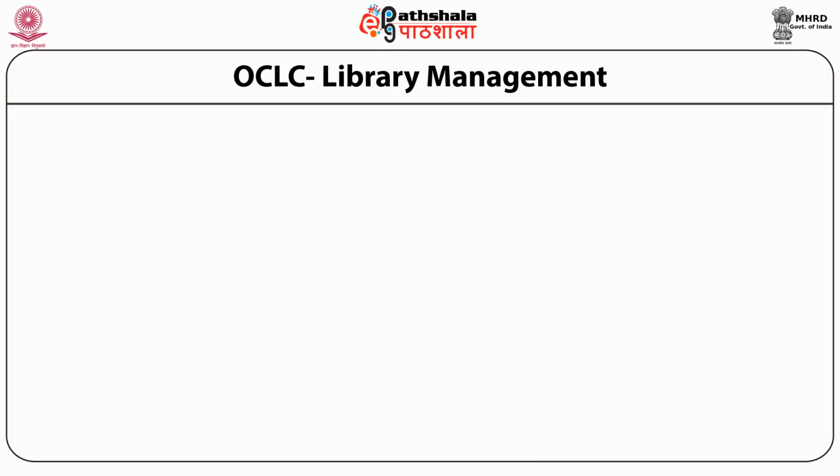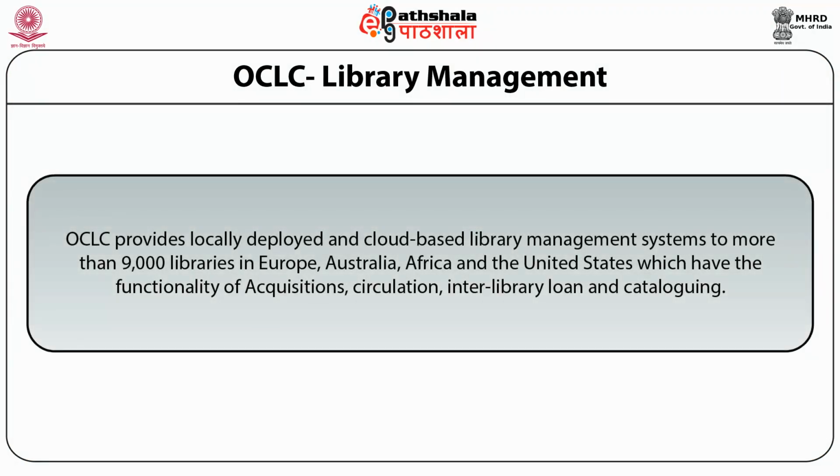OCLC, what did it do for library management? OCLC provides locally deployed and cloud-based library management systems to more than 9,000 libraries in Europe, Australia, Africa, and the United States, which have the functionality of acquisition, circulation, interlibrary loan, and cataloging.